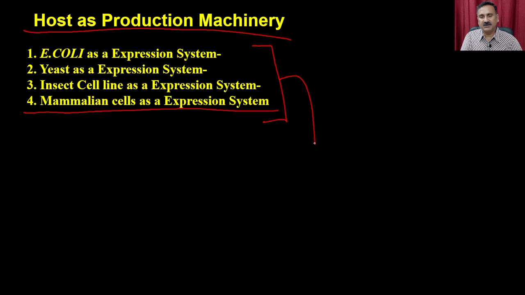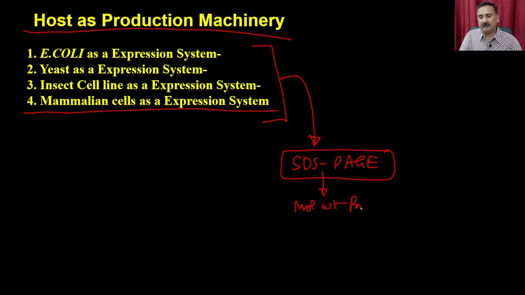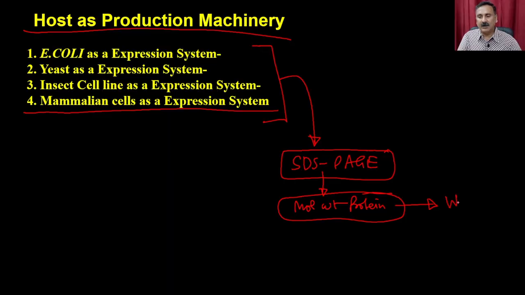Irrespective of the expression system, you can check the overexpression on the SDS page, but SDS page is only going to tell you that there is an overexpression of a protein of a particular molecular weight, okay? But it will not give you the identity of this protein, and this identity is very important to know that a protein of your interest is actually being expressed. You are going to do that with the help of a technique called Western blotting. So let's discuss Western blotting.